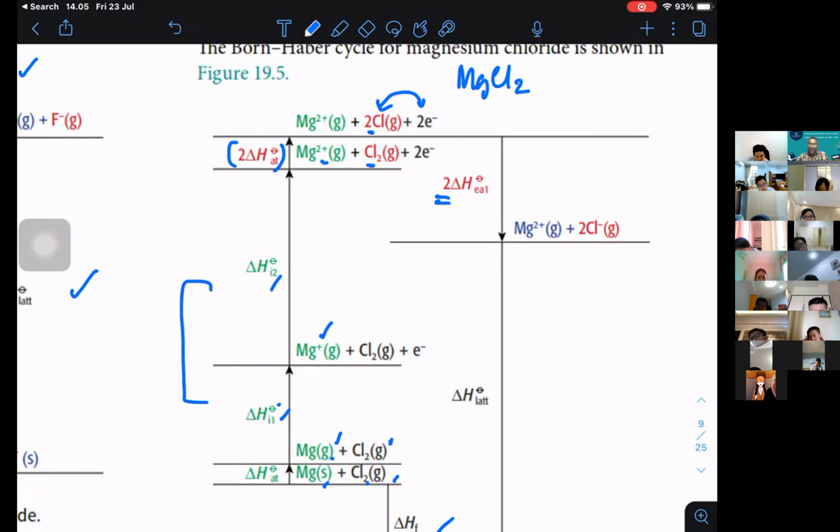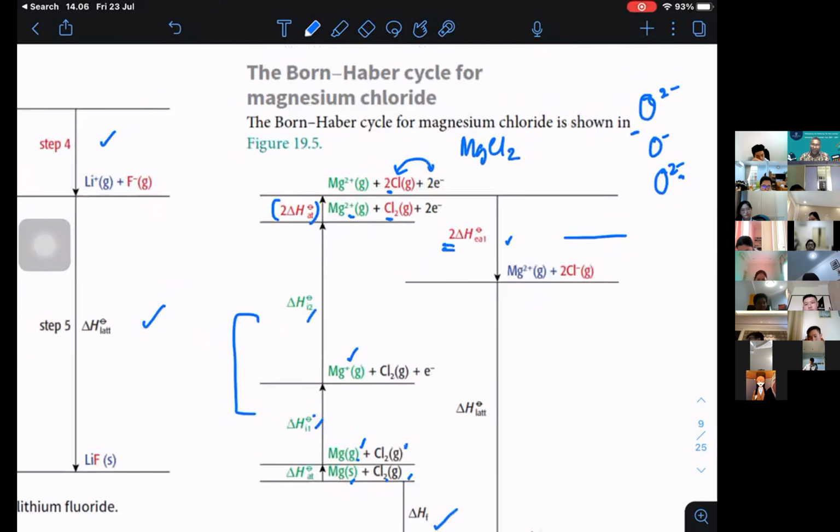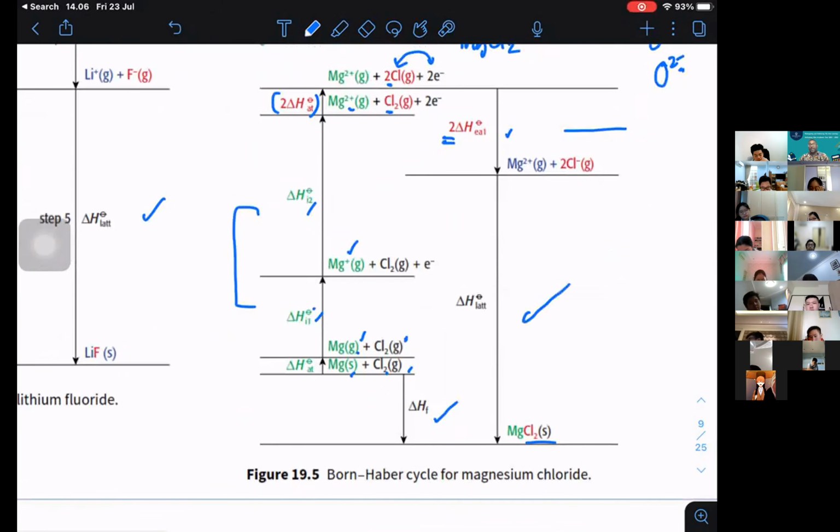Be careful, sometimes if you have O2 minus, even though they have 1 mole, you have to add an electron to become O minus, and another one to make it into O2 minus. That will result in one negative, and then the one to form O2 minus will need to go up a bit, because the second electron affinity is positive. So please take note of that. Once you have done that, you will get the answer.